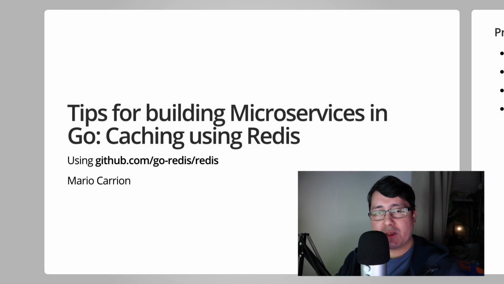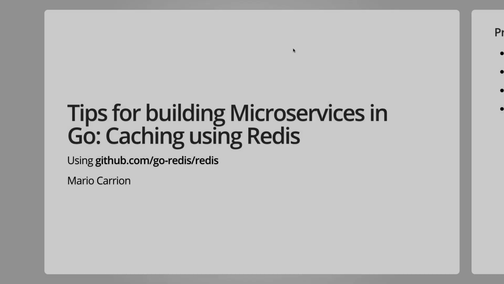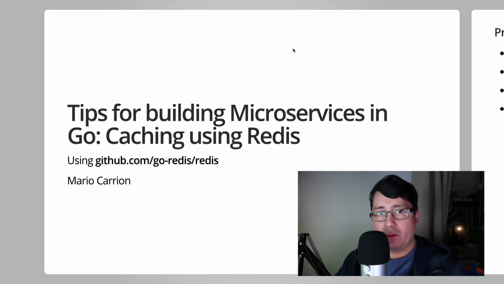In today's episode, I will be sharing with you another tip for building microservices in Go, specifically caching using Redis. And we're going to be using the package called go-redis. So what exactly are we going to be doing this time?